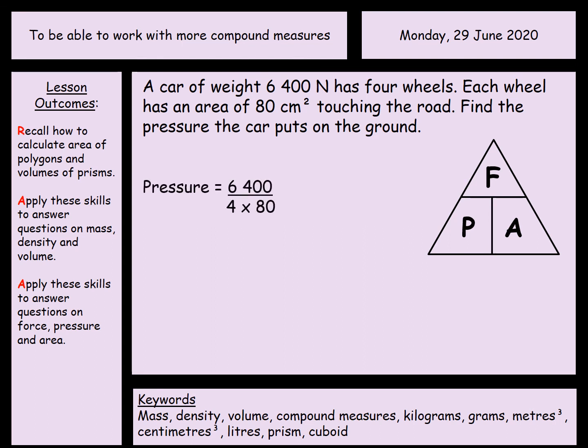So we've got a force at the top, and an area, each wheel 80 centimeters squared. We've got 4 wheels, so 4 lots of 80. Do the calculations, get your answer, and notice your units. Again, compound units: newtons per centimeter squared. Newtons per centimeter squared is how we're calculating pressure in this case.